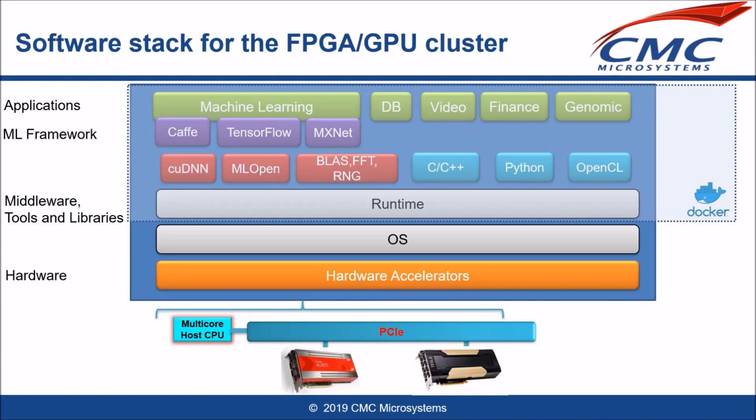The runtime layer combines runtimes from different vendors, basically from Xilinx and from NVIDIA. And these runtimes allow you to offload processing from your application to the required hardware. And the last layer is the hardware accelerator, which in our case is a combination of the GPU and the FPGA.